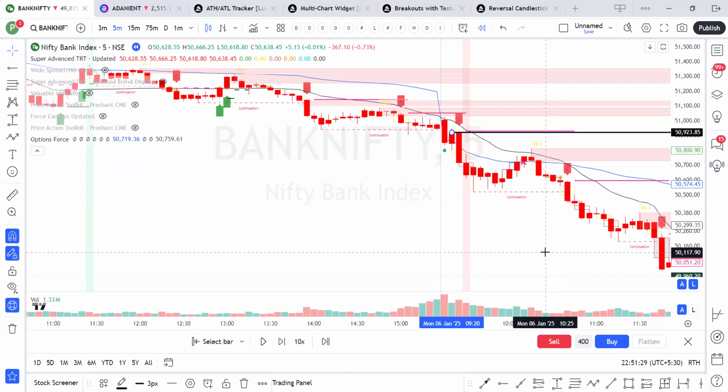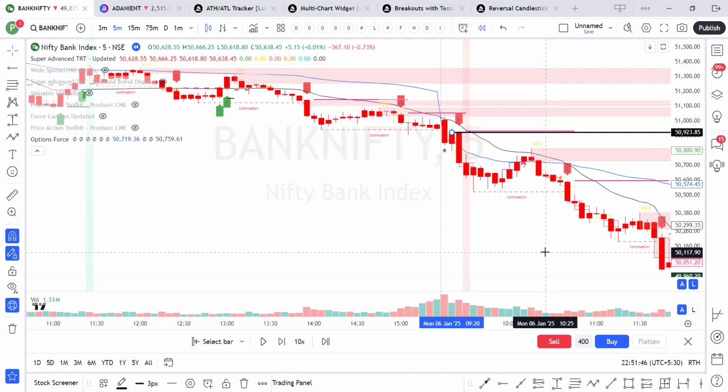Okay, so we go about 100 points away only from the ATM. Yes, we don't need to go too much away. And keep a tight stop loss, especially for buying.